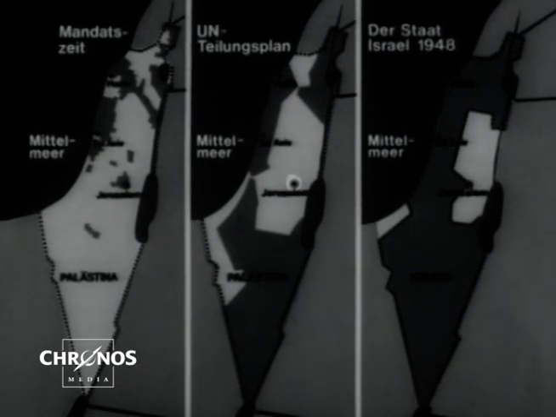The right map shows the Israeli state in the 1948 borders, which have been drawn from the ceasefire lines after the First Arab-Israeli War.